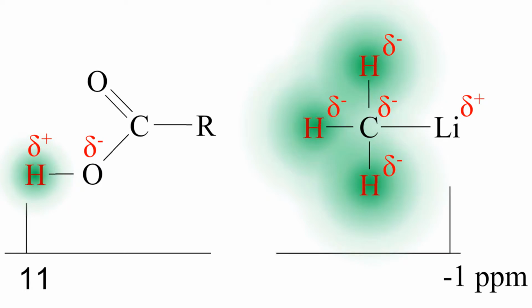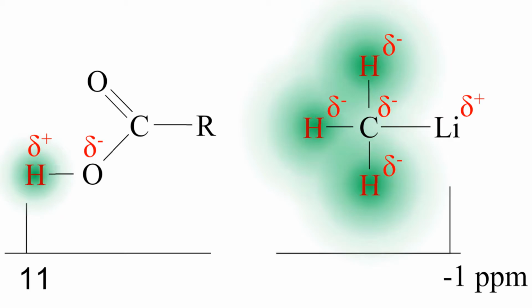Acidic protons are slightly positively charged and have a lower electron density around them. On the left of the spectrum, I indicated the weaker electron cloud for the acidic proton by a smaller green patch. Their chemical shift is usually over 10 ppm.